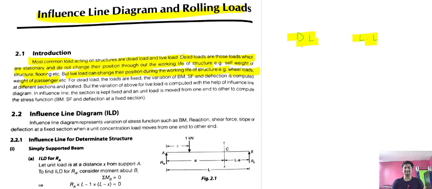You have already studied making shear force and bending moment diagrams. In that, you know there are three equations you have studied: summation Fx equal to 0, summation Fy equal to 0, and summation Mz equal to 0. These three are the equilibrium equations you need to follow here also.